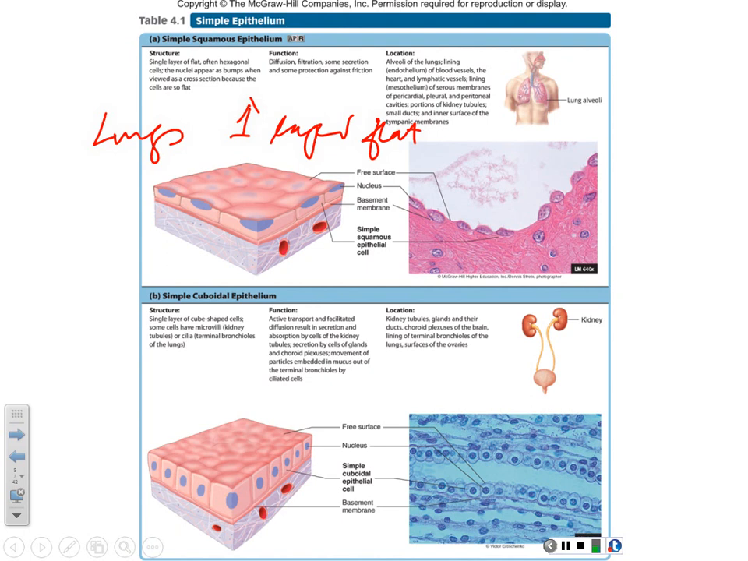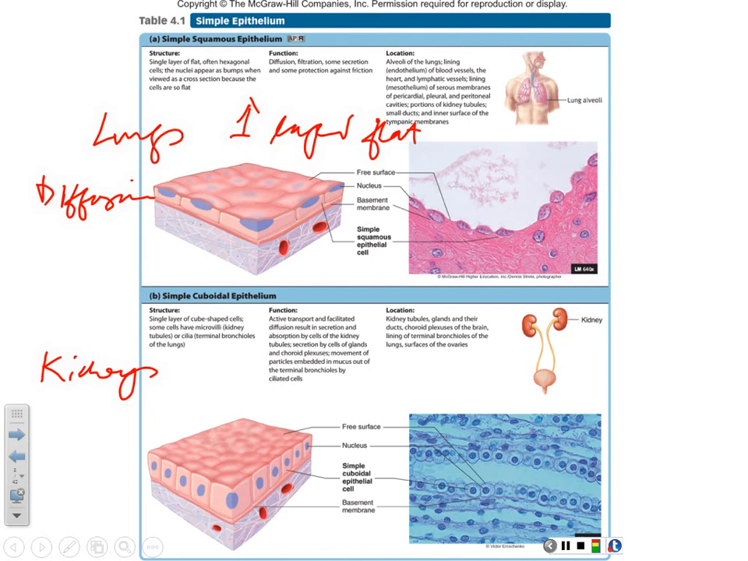And this is diffusion, all right. And then simple cuboidal. These shapes have more volume, and they line the kidneys, and this was in the module as well. Kidneys, all right, and the choroid plexus of the brain, the one that makes the cerebrospinal fluid.